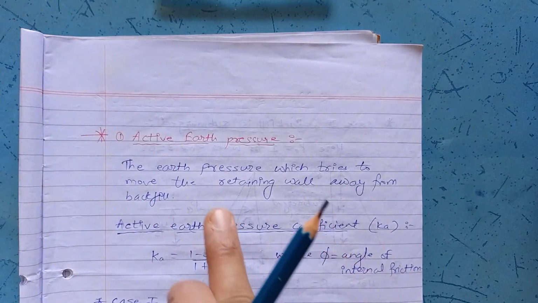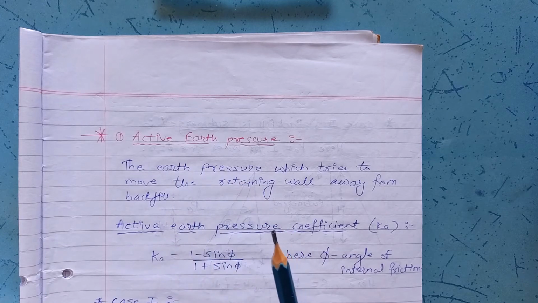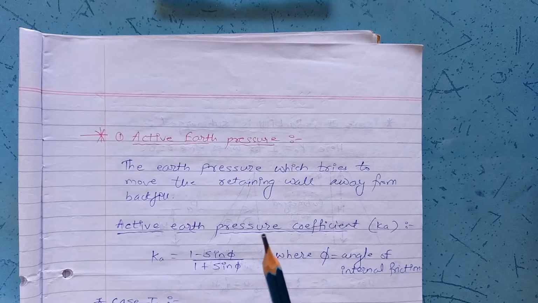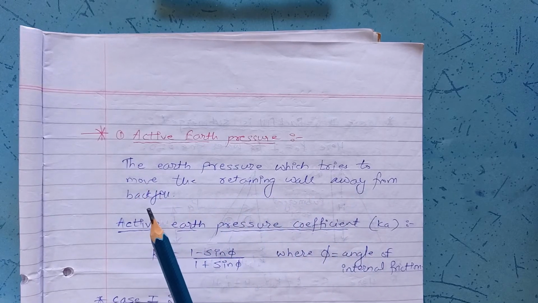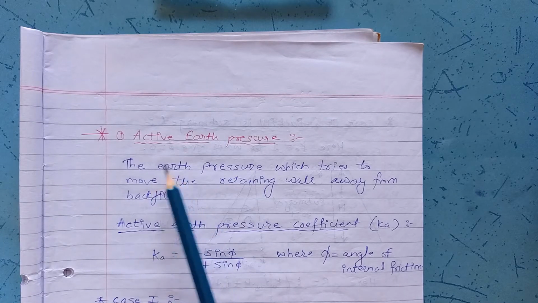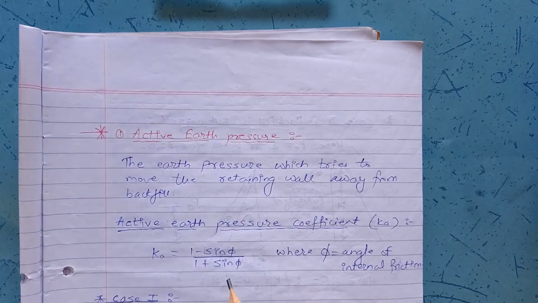The very first terminology you must know is active earth pressure and passive earth pressure. In geotechnical engineering, or soil mechanics, you might have learned these terms. The earth pressure which tries to move the retaining wall away from the backfill is nothing but active earth pressure.